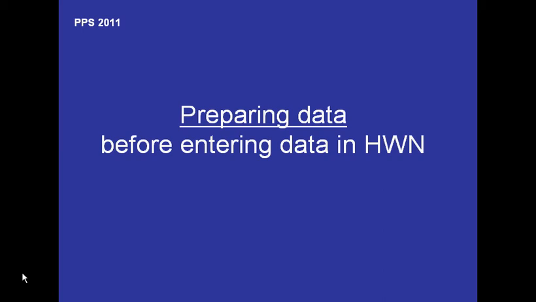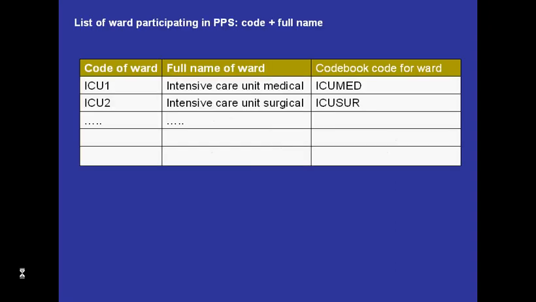We are now going to discuss what data to prepare before doing data entry into Helix WinNet. There are mainly three types of data. A list of the wards that will participate in the PPS.